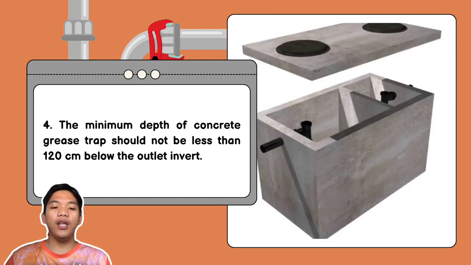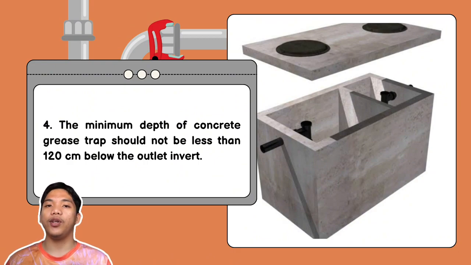Number 4, the minimum depth of concrete grease trap should not be less than 120 cm below the outlet invert. So yun nga, sabi ko sa inyo, ang si grease trap ay kailangan talaga ng malakihan. Kaya, ayan, kailangan talaga 120 cm or sabihin natin 120 centimeter or more pa. Basta hindi siya bababa ng 120 centimeter.